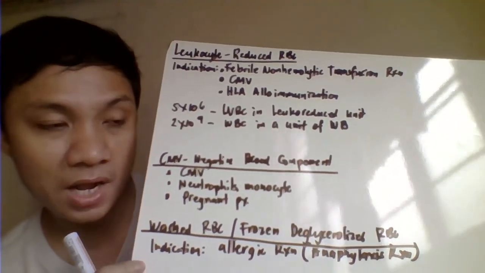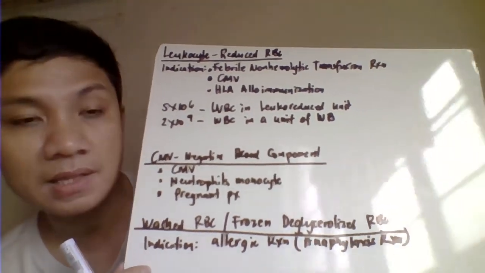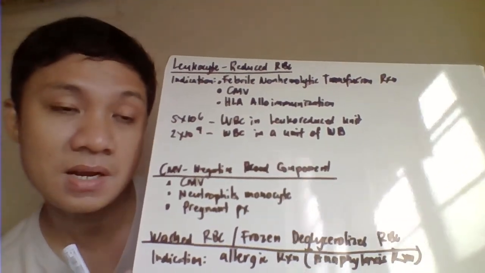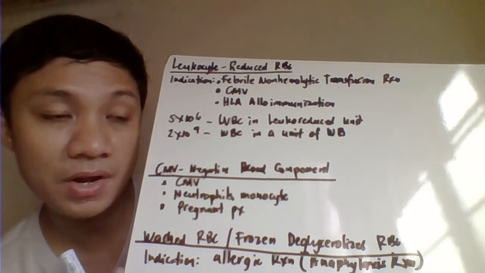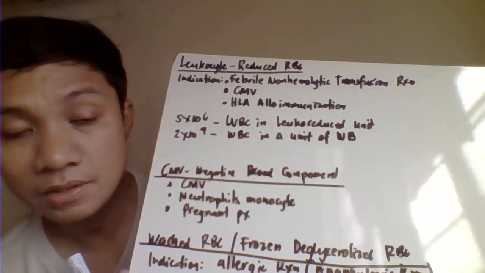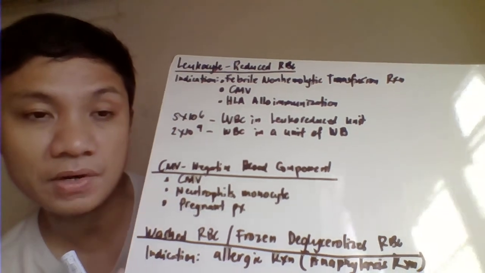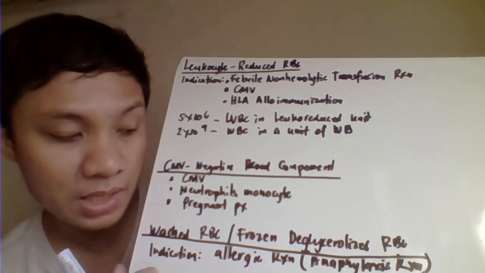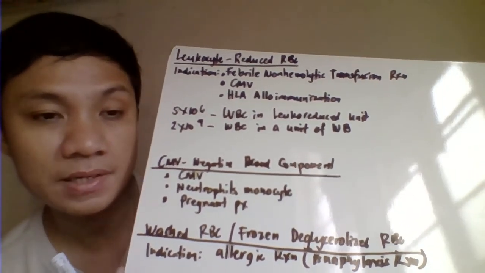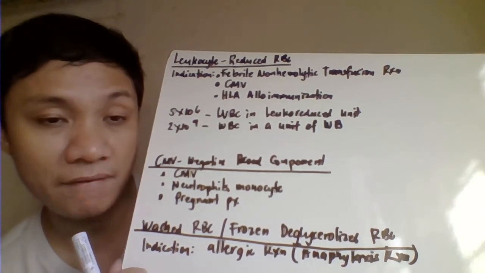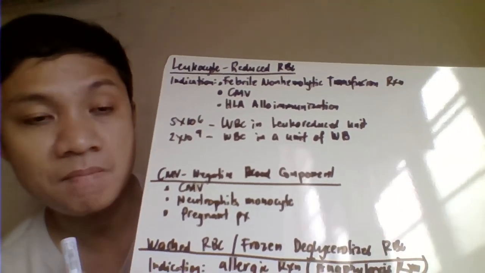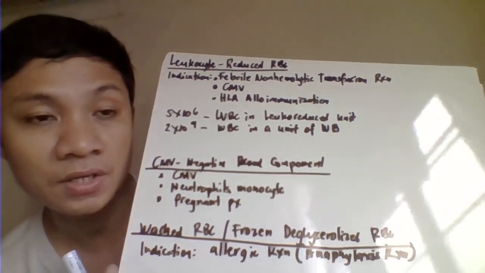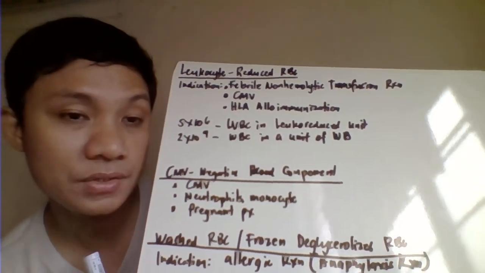Another one, we have washed RBC, frozen deglycerolized RBC. By having this frozen red blood cell, we can only utilize it after the deglycerolization process, where we subject it to decreasing concentrations of saline solution. By the washing step, you tend to remove the plasma proteins. And the plasma proteins are the ones causing allergic or anaphylactic reactions. So by the washing step, this washed RBC can prevent anaphylactic reaction or allergic reaction.